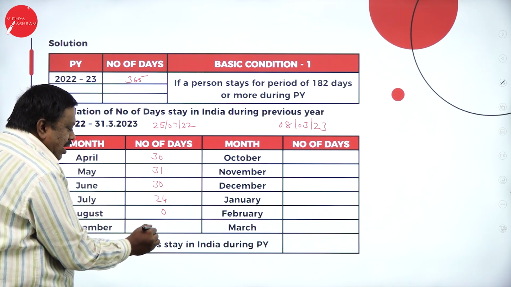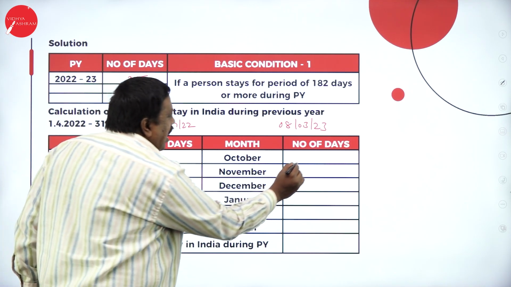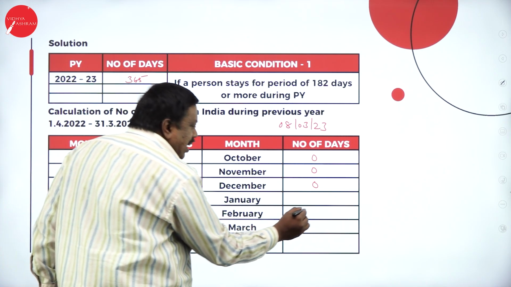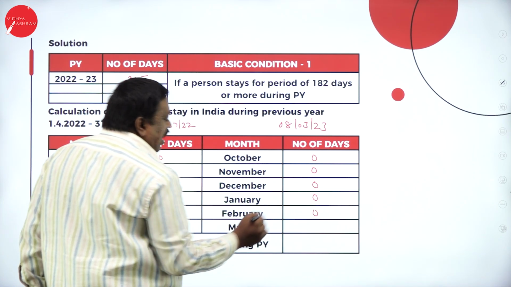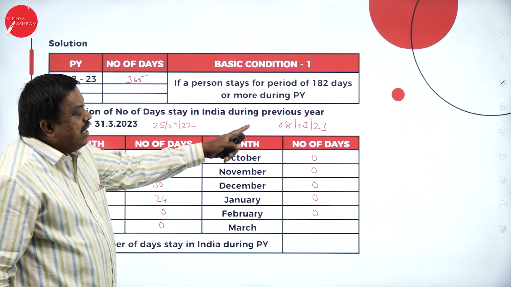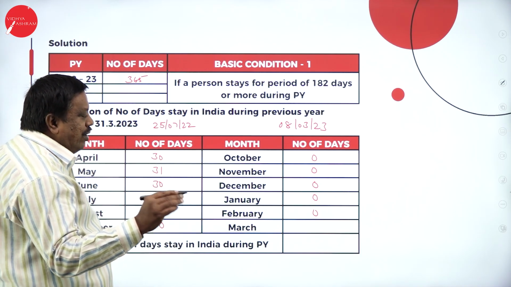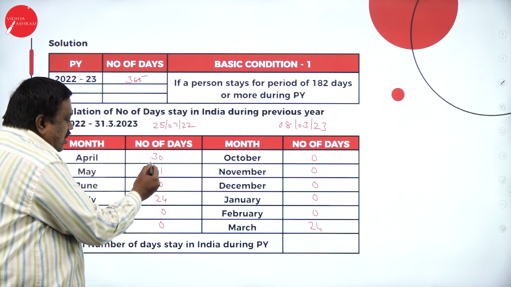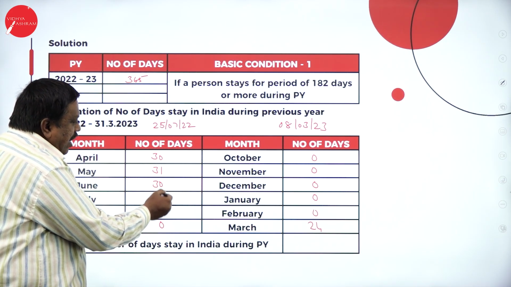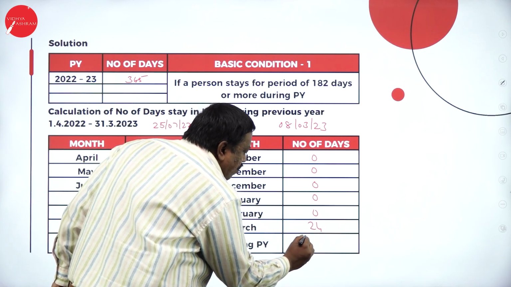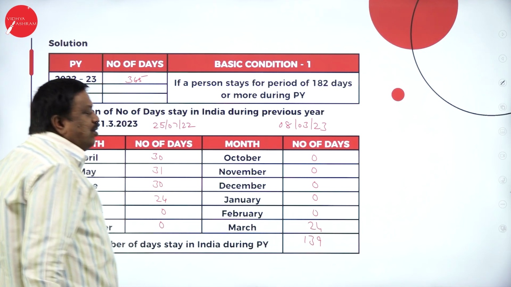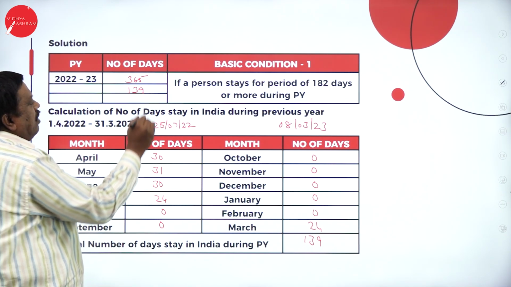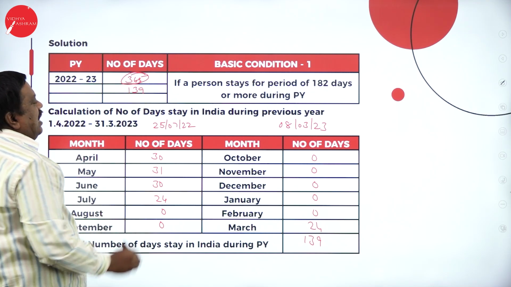August, I was not there. September, I was not there. October, no. November, no. December, no. January, I was not in India. February, I was not in India. When I returned on 8th, so 7 days I was not there. So 24 days I was in India. So 30, 60, 90, 110, 115, 119, so 139 days. So during previous year, I was in India for a period of 139 days instead of 365.